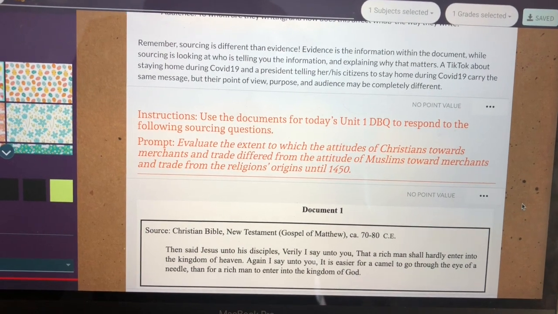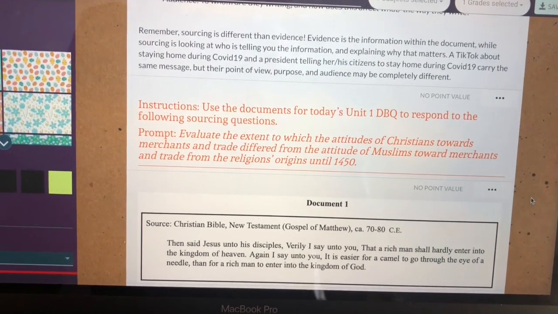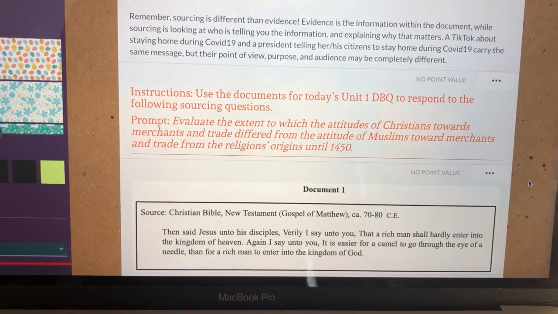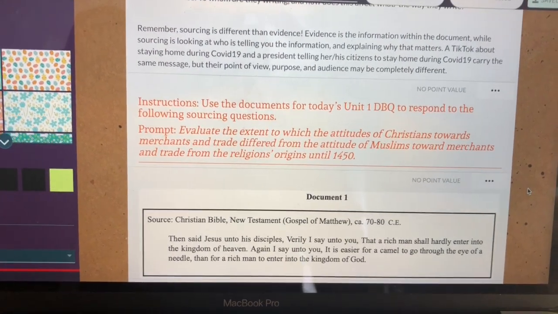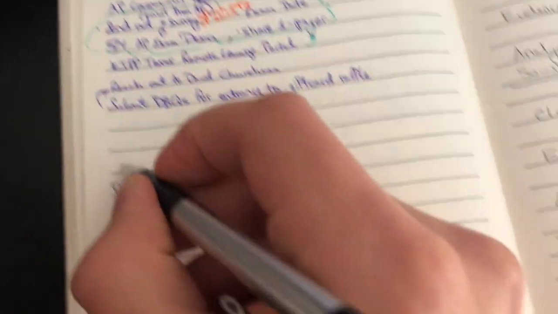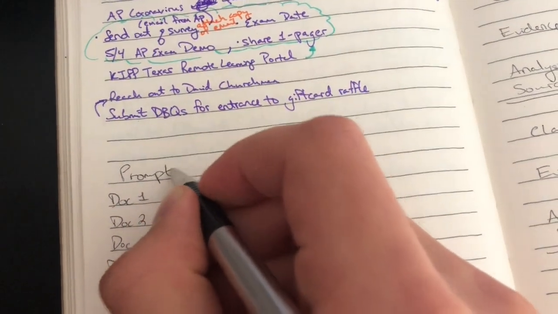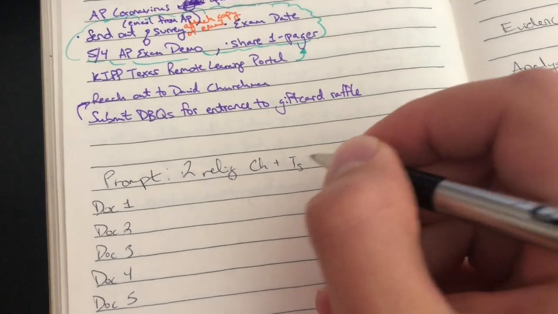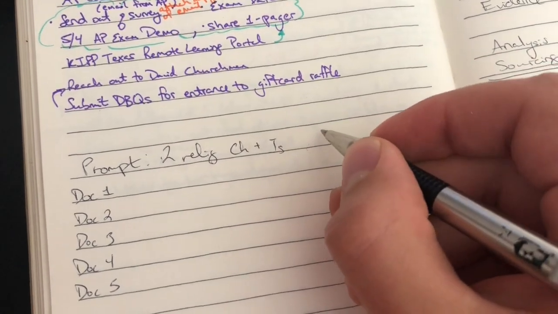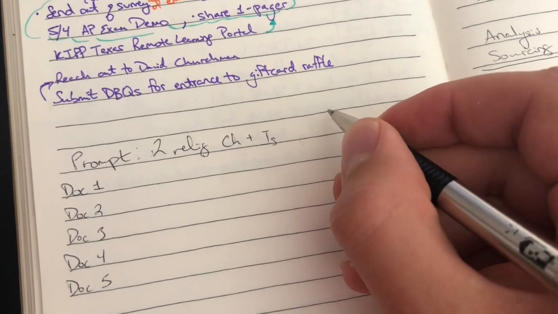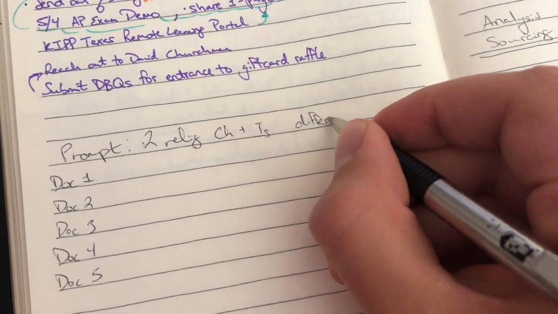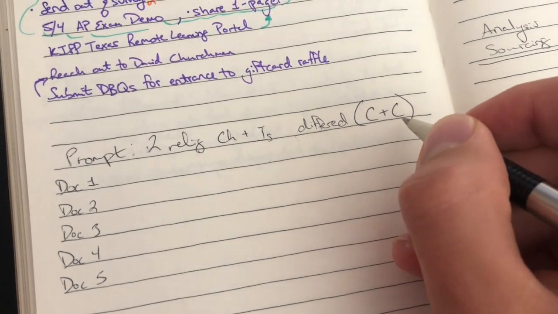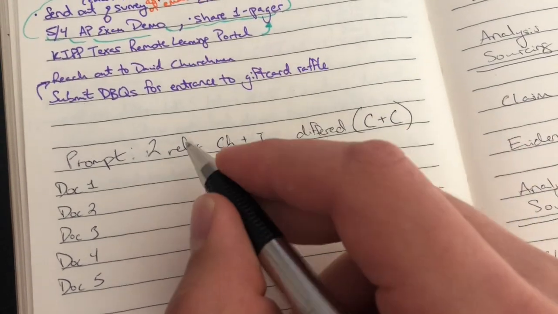So obviously first we're going to take a look at the prompt, because if you don't understand the prompt, we cannot write this essay. We're evaluating the extent to which the attitudes of Christians towards merchants and trade differed from the attitudes of Muslims towards merchants and trade. So we know that in the prompt we're going to be talking about two religions, Christianity and Islam. The prompt is telling you specifically to see how the attitudes differed, so the key word is differed. We know this essay is going to do some comparing and contrasting, looking at how these two religions are different.